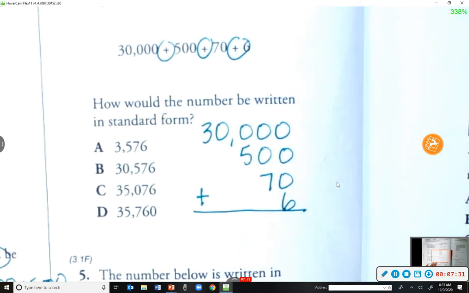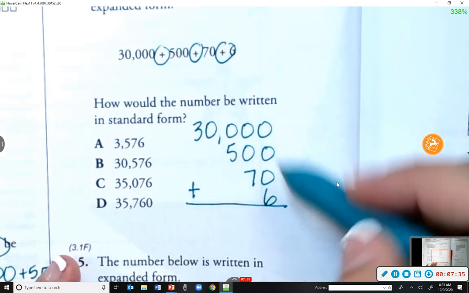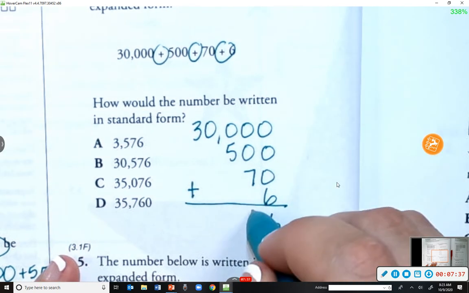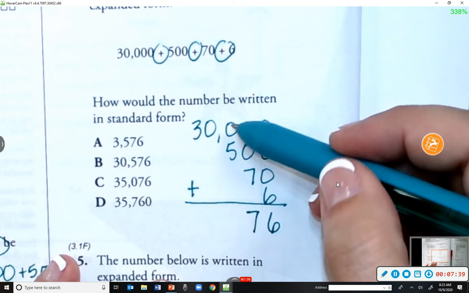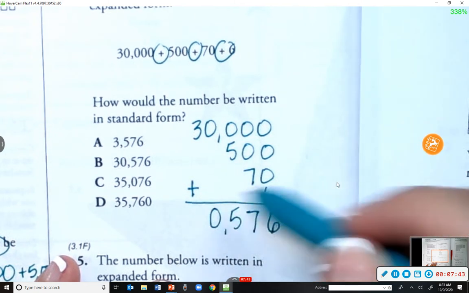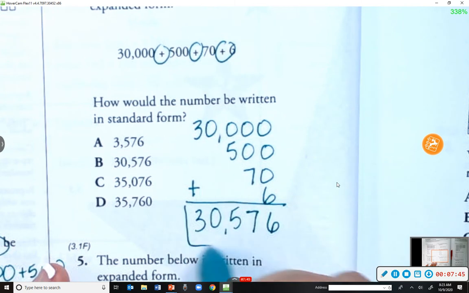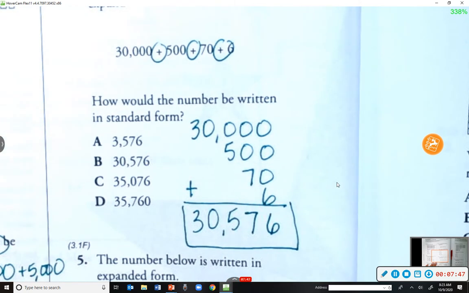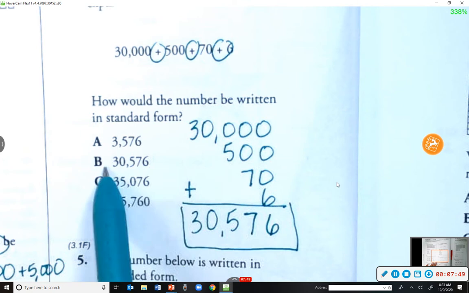You paying attention, Gregory? Yeah. Doesn't look like it. Okay, so now we can add 6, 7, 5, 0 just comes down, and then 3. 30,576. So that would be B.